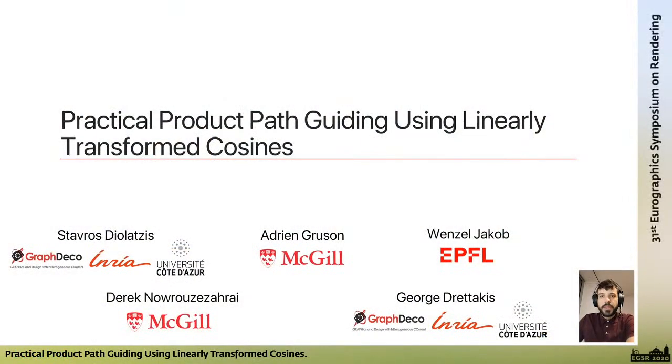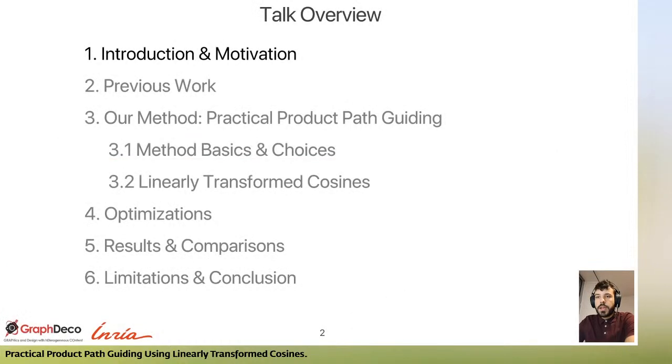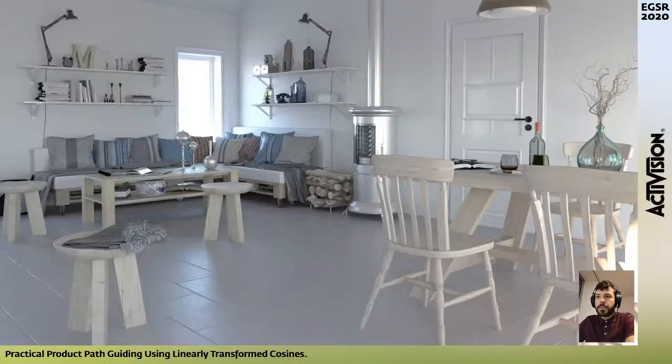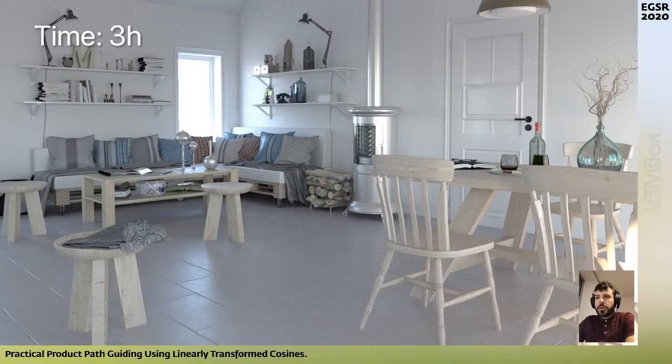Hello everyone, and welcome to the presentation of our work named Practical Product Path Guiding using linearly transformed cosines. Let's start with a bit of motivation behind our work. Given a virtual scene, path tracing can be used to render photorealistic images, such as this one. But even with state-of-the-art hardware, rendering can take up to several hours, and as such, various variance reduction techniques are of great significance.